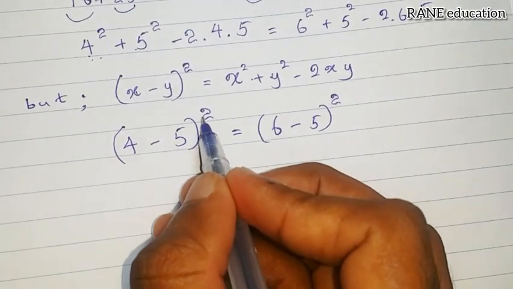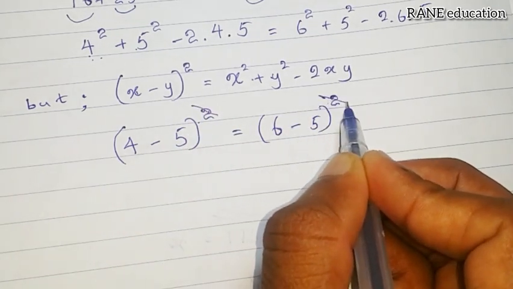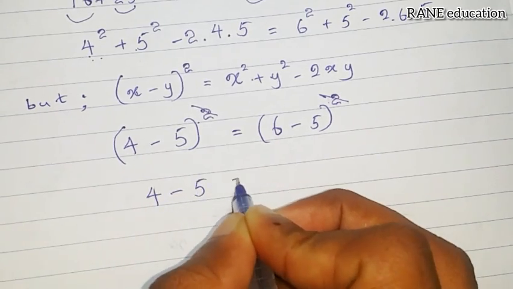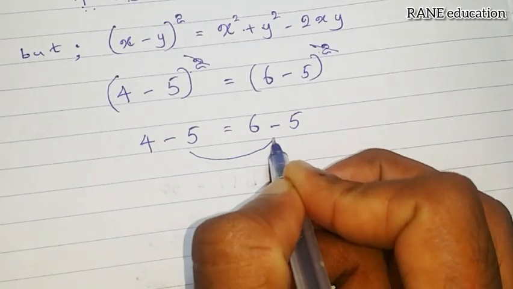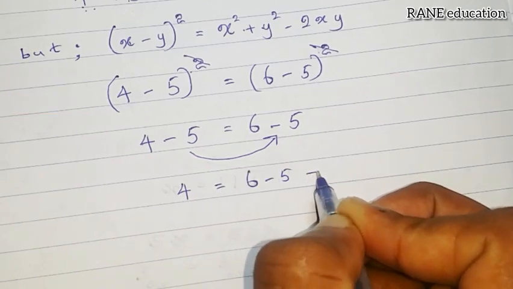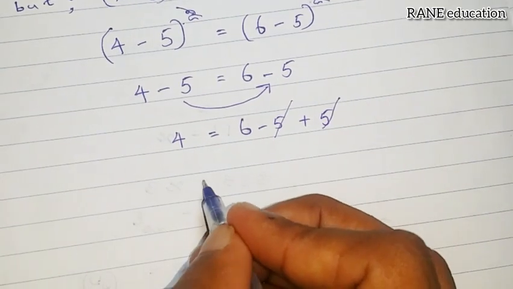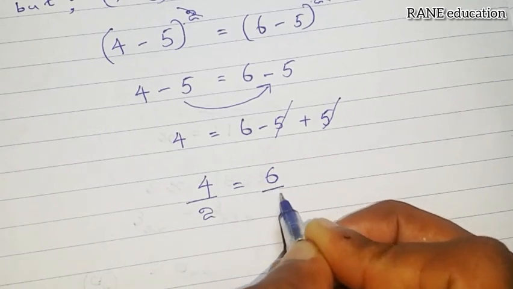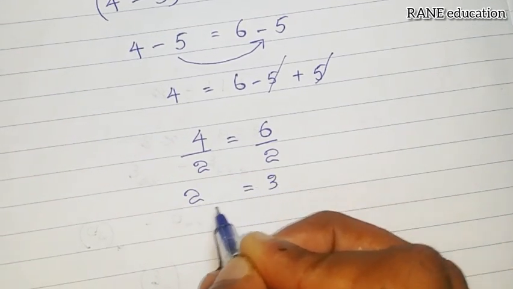Did you see this? Square on both sides, we can neglect them. After that, 4 minus 5 equals 6 minus 5. After that, this minus 5 we take to the right side and we can write 4 equals 6 minus 5 plus 5. Now we divide by 2 on both sides and left side equals 2, right side equals 3.